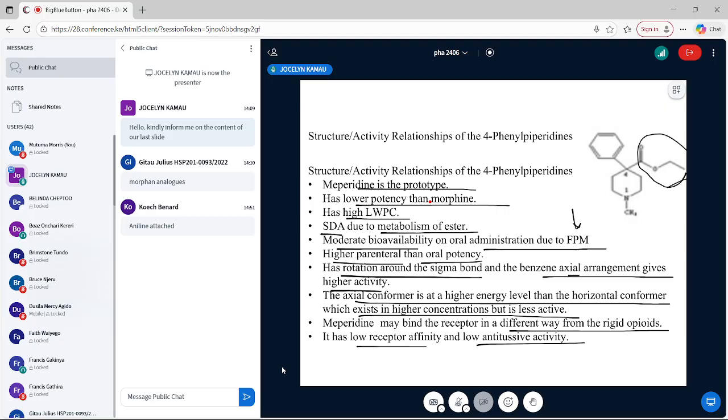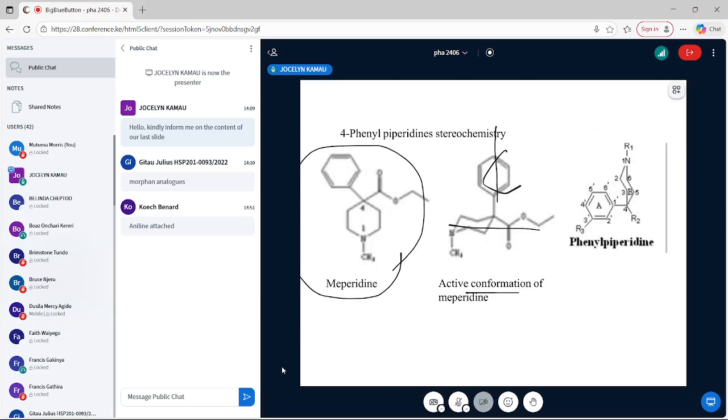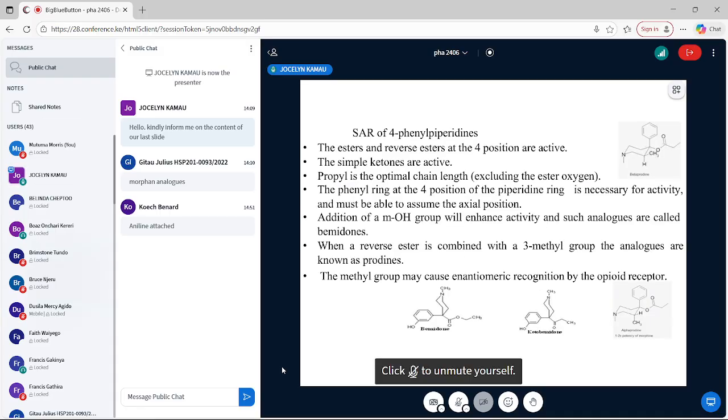Yes, it has good lipid water partition coefficient. It has high lipid water partition coefficient, but it has low receptor affinity when we compare it with morphine, and also it has low antitussive activity. So kindly remember those facts. Even if a compound has very high lipid water partition coefficient or very high lipid solubility, if its ability to bind the receptor is low, the concentration will be high, but it will not bind the receptor optimally, and that is why you will not get maximum activity. That is what can explain why meperidine has lower activity compared to morphine.